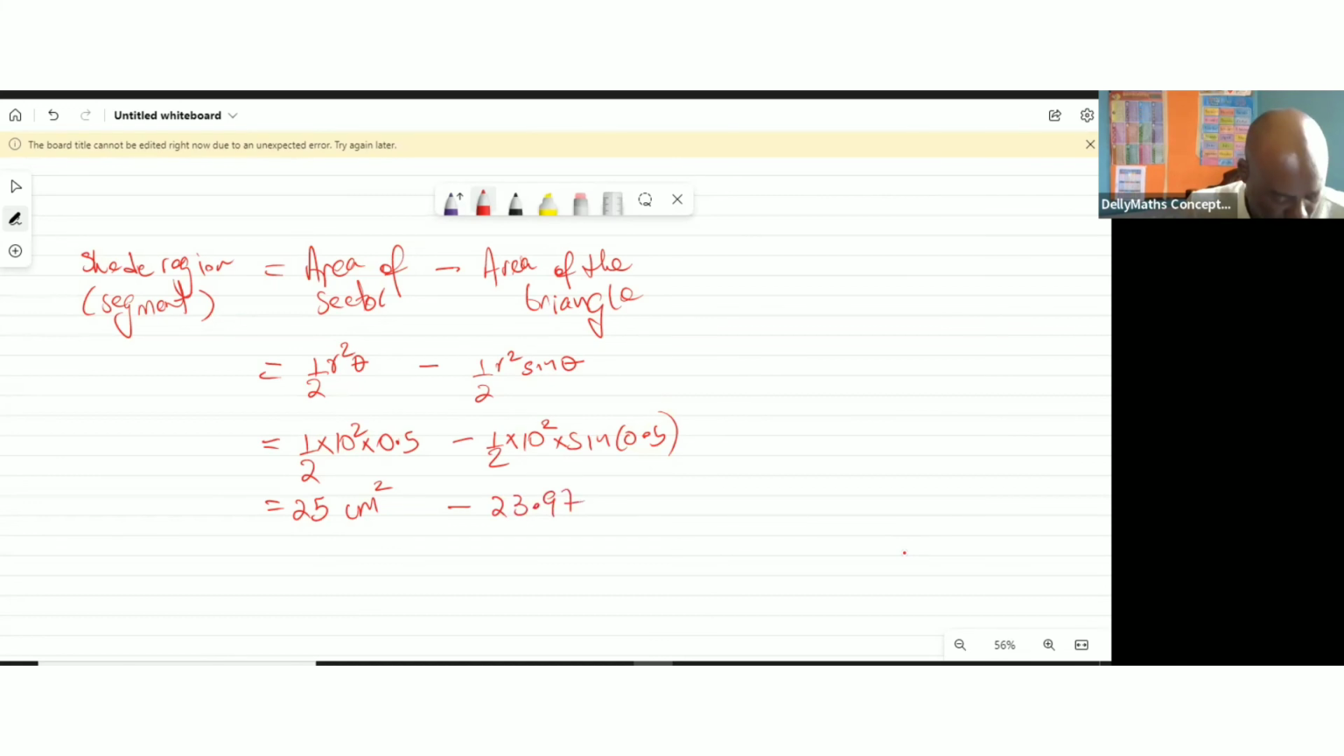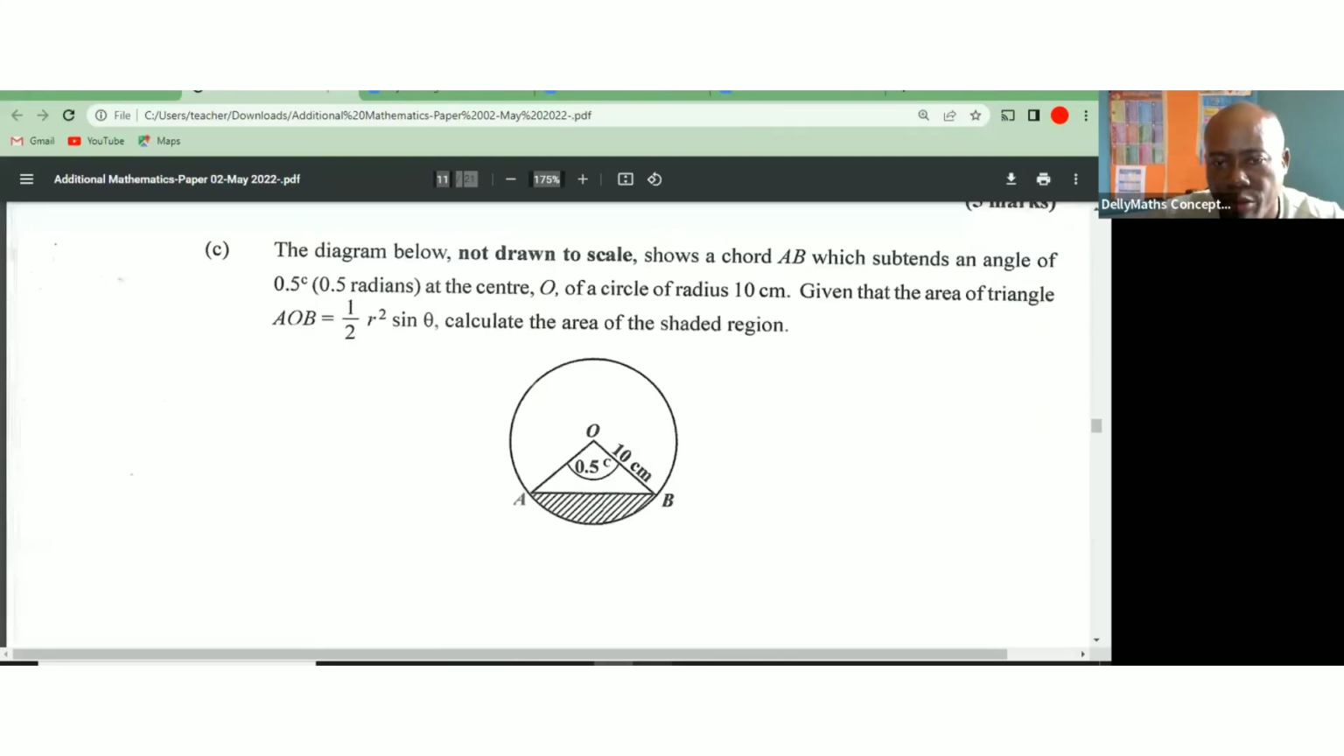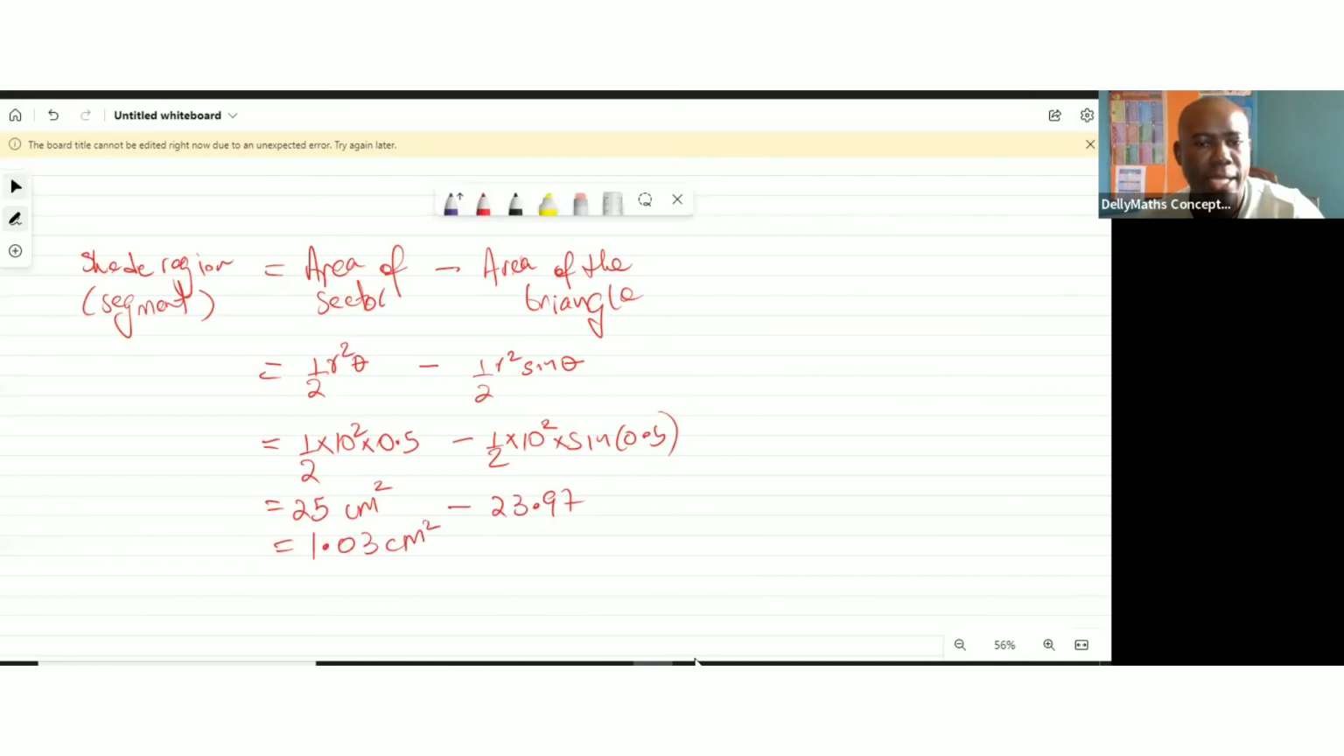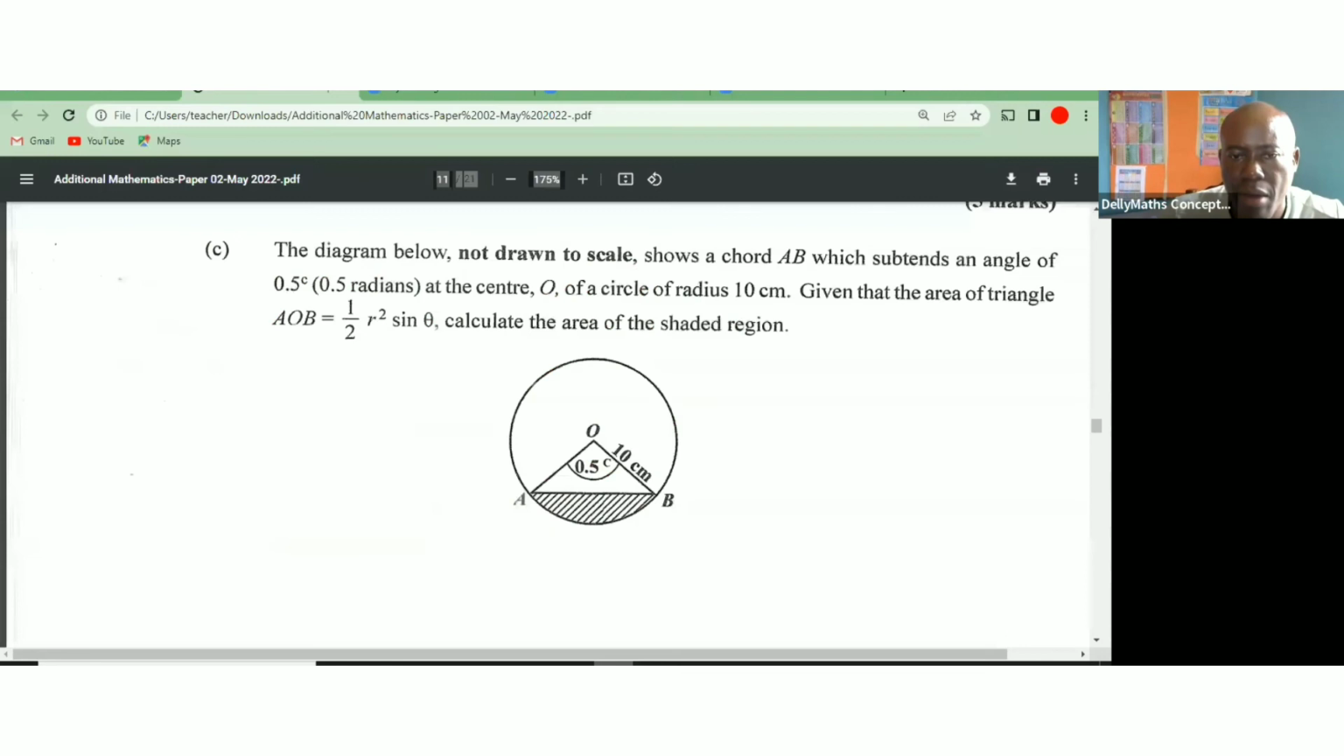23.97. And when I subtract these, I get 1.03 square centimeters. So that's my shaded area right there. That's the area of that shaded region. So all we have to do is look at the idea, put it together, and walk ourselves through that, and we would have gotten 3 marks for that question.